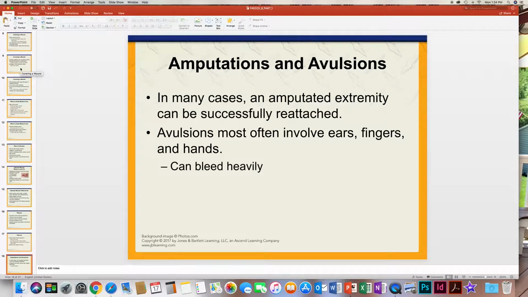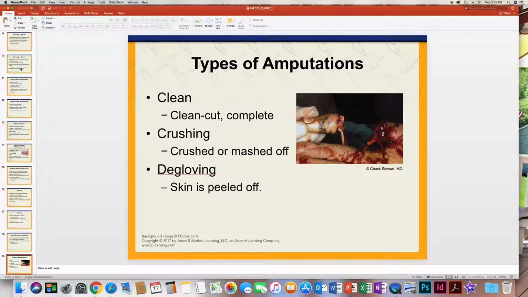Amputations and avulsions are very, very tough, and usually it's an extremity that can successfully be reattached. Avulsions, where skin is torn away, a piece of the body part is torn away, usually involve the ears, fingers, and hands. It can bleed very heavily. Different types of amputations: there's clean cut or complete, a crushing where it's like mashed and broken off, or degloving where the skin is peeled off.